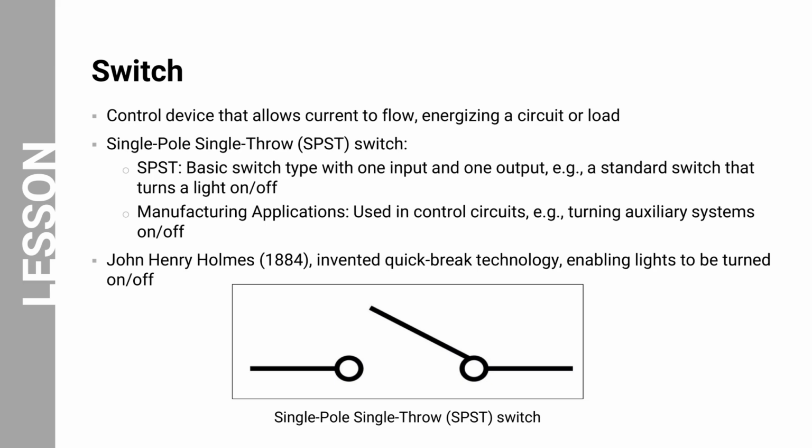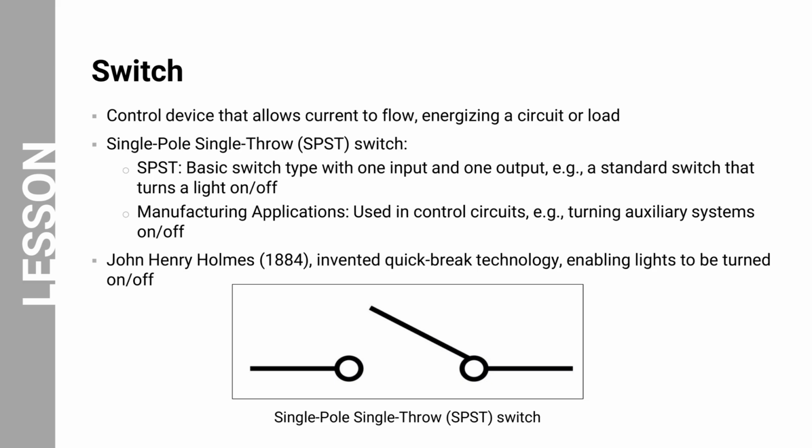What is a switch? A switch is a control device that allows current to flow, thereby energizing a circuit or load. A simple switch is a single-pole, single-throw, abbreviated as SPST switch. A single-pole, single-throw refers to a basic switch type that has one input and one output, used for turning a circuit on or off. An example of a single-pole, single-throw switch is a standard switch used to turn a light on and off. In BEV manufacturing, single-pole, single-throw switches are used in simple control circuits, like turning auxiliary systems on or off.